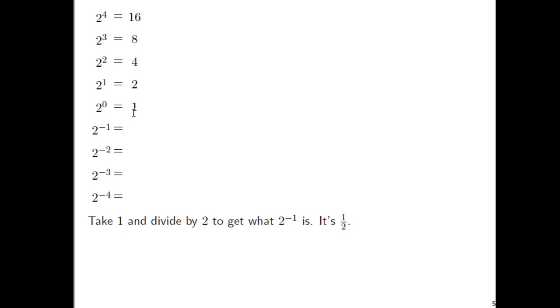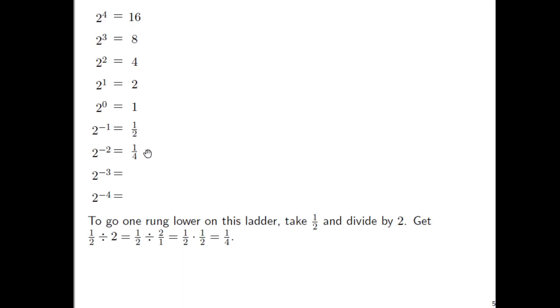Now let's take 1 and divide by 2 to figure out what goes in this spot, right? Again, to go down 1 step, we should divide by 2. If you do 1 divided by 2, it's just literally 1 divided by 2, so you get a half. Now let's go 1 step lower. So start with 1/2 and you have to divide by 2.